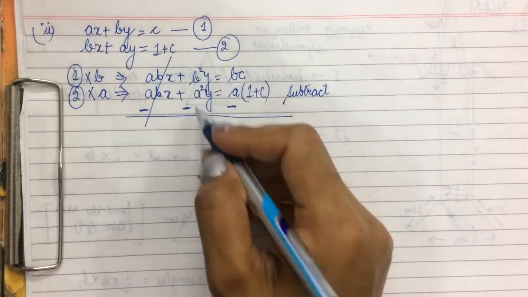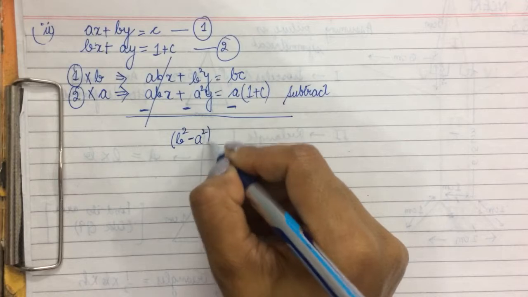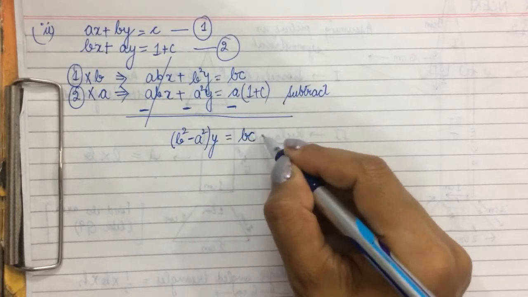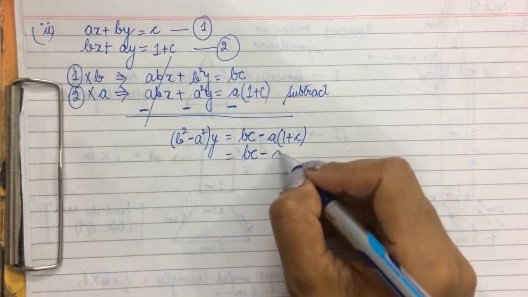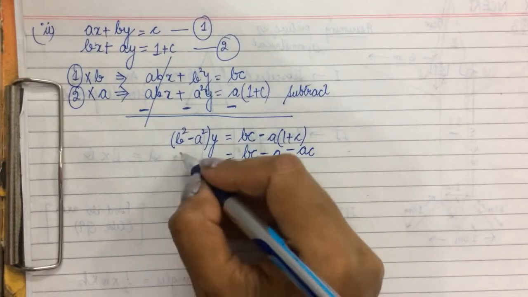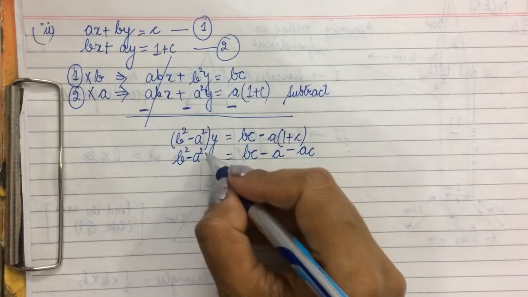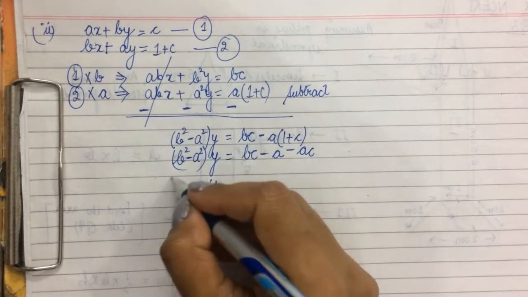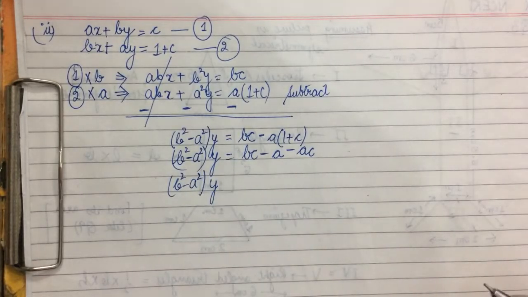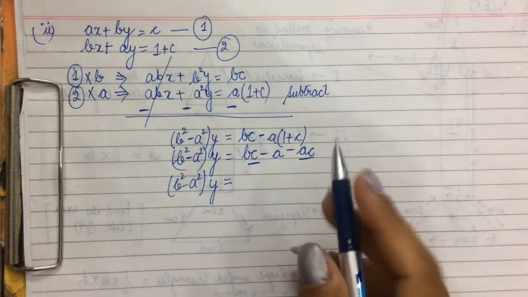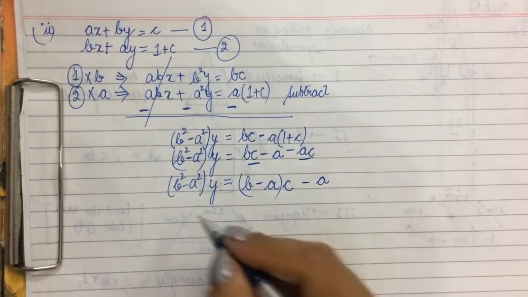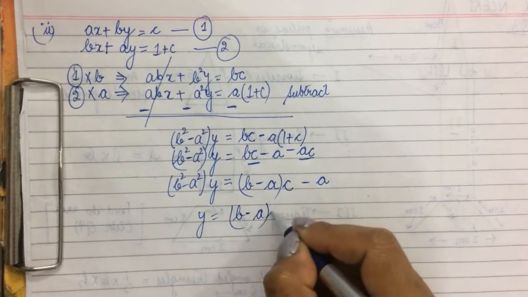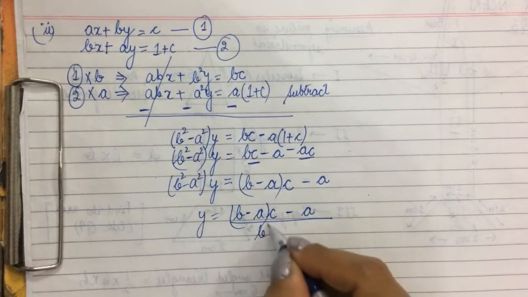The term with x cancels. From here, b square minus a square, y is common. On the right hand side, bc minus a into 1 plus c. Simplify, this is bc minus a minus ac. On the left hand side I've got b square minus a square multiplied with y. So b square minus a square into y equals, these two terms contain a common factor c. So b minus a with c common, minus a. y equals b minus a into c minus a upon b square minus a square.